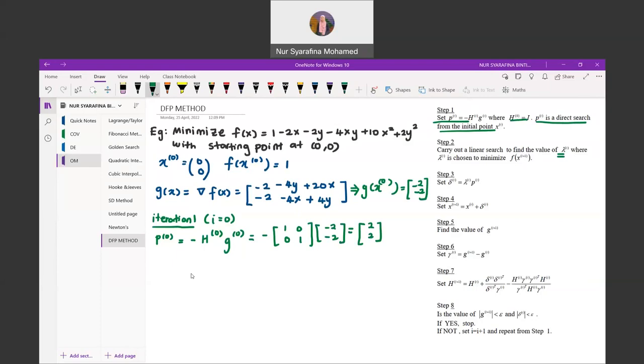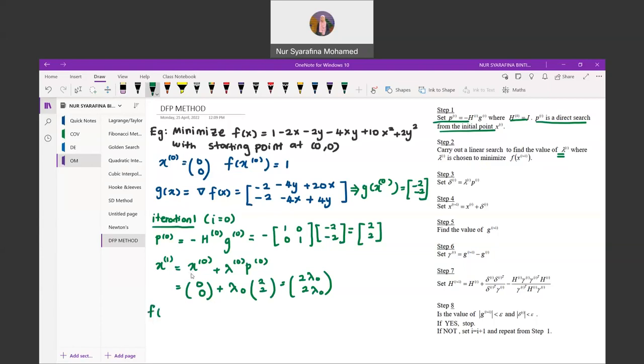Okay, so you know that. Previously, we have done this in the iterative formula. We have x i plus 1 equals to x i plus lambda i p i. Now we have x naught equals to 0, 0, lambda naught, p naught is 2, 2, which will give you 2 lambda naught, 2 lambda naught.